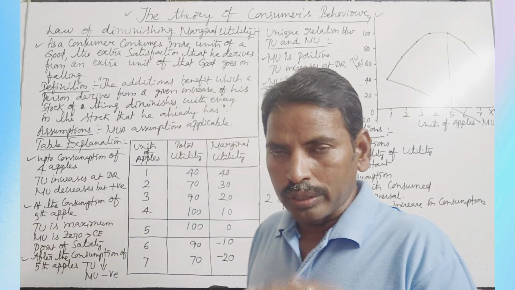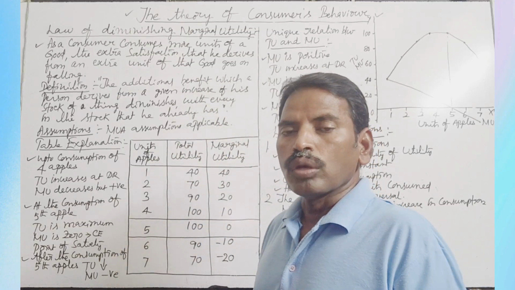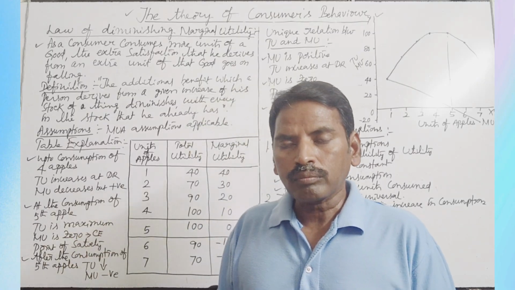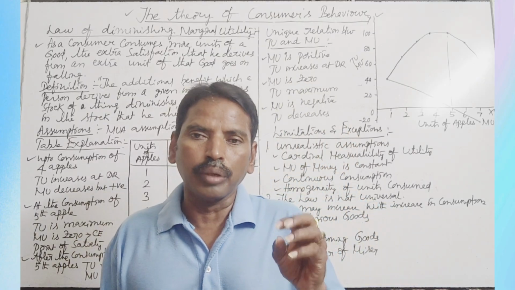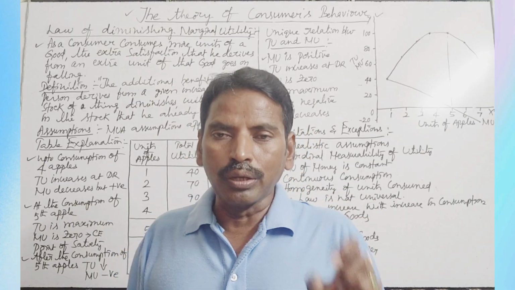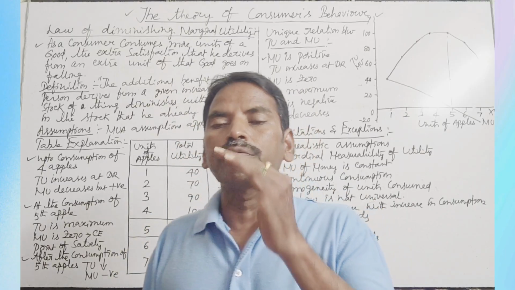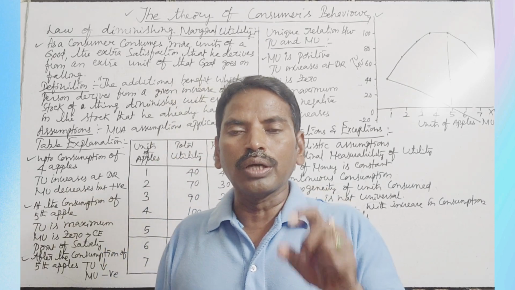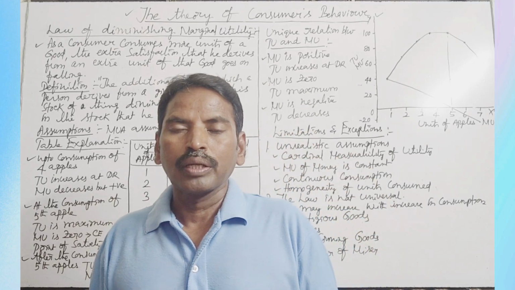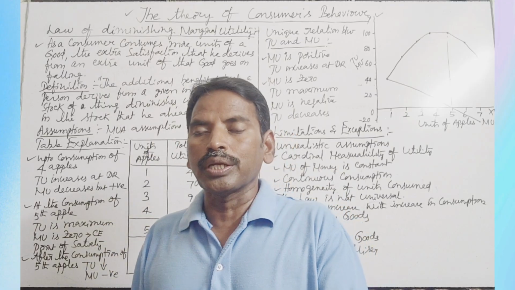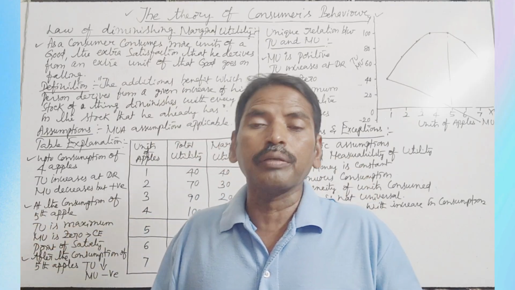So now I am going to explain first what is the introduction to the LDMU. The law of diminishing marginal utility was introduced by H. Gossen in the year 1854. That is why it is called Gossen's first law. Later, Alfred Marshall popularized and developed it in a scientific manner.